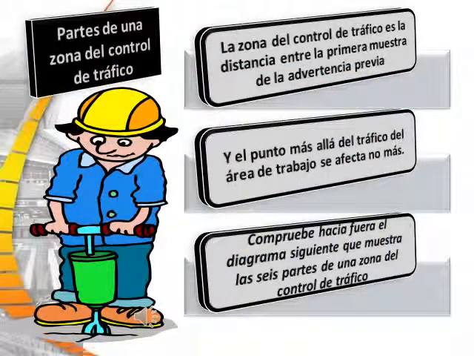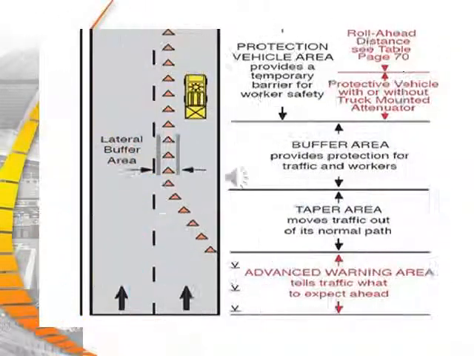The traffic control zone is the distance between the first advance warning sign and the point beyond the work area is no longer affected. Check out the next diagram showing the 6 parts of a traffic control zone. Here we can see the vehicle protection area, the buffer area, taper area, and advance warning area.